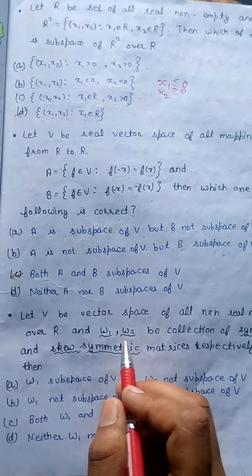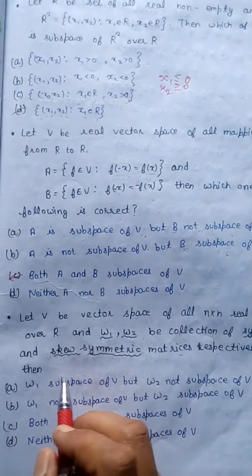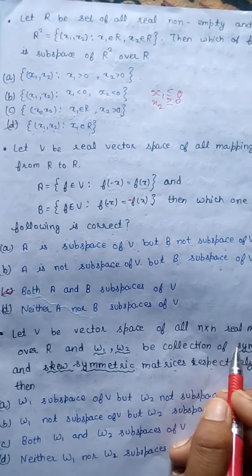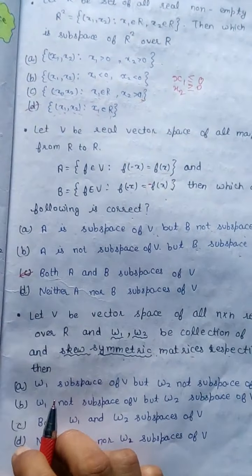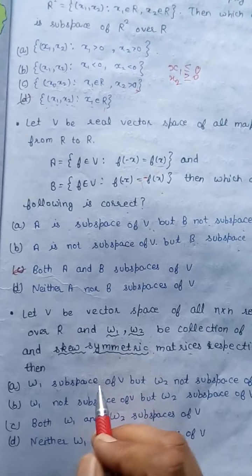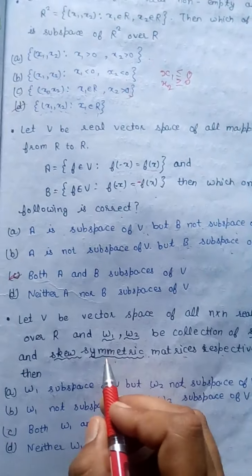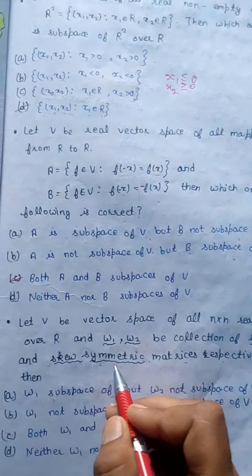The next question is, let V be the vector space of all n cross n real matrices over R, and W1, W2 be the collection of symmetric and skew symmetric matrices respectively. Then we have already discussed that symmetric and skew symmetric matrices are subspaces. So now discuss the options. W1 is a subspace of V, but W2 is not a subspace, but here W1 and W2 are symmetric and skew symmetric matrices, so these are subspaces.